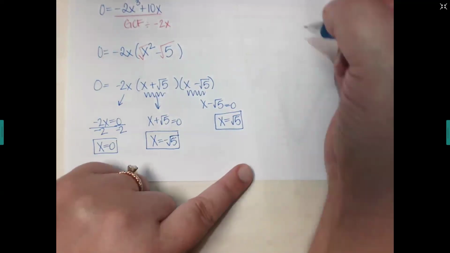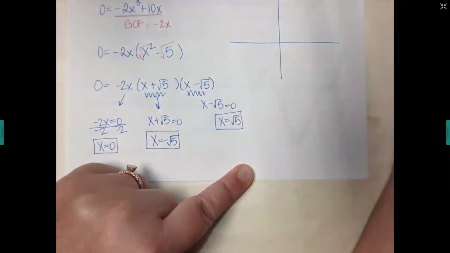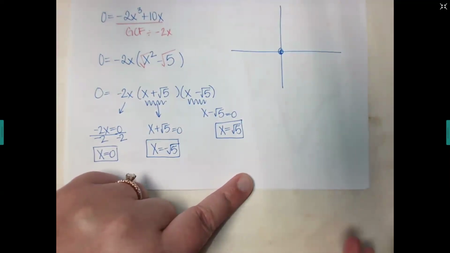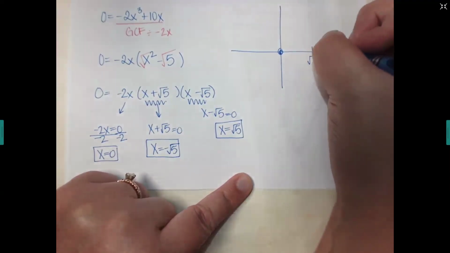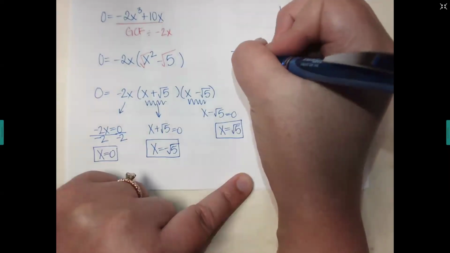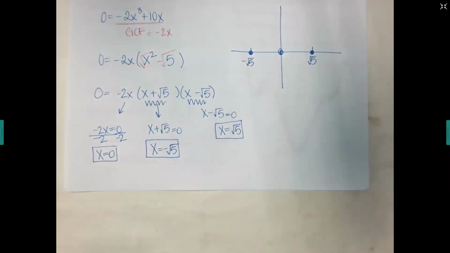Okay, draw your graph. Your graph should touch the x-axis at 0, at the positive square root of 5, and the negative square root of 5. We don't know exactly what it is, so I'm not even going to mark it. But the square root of 5 is a little bit bigger than 2. So it'd be like 2 point something.